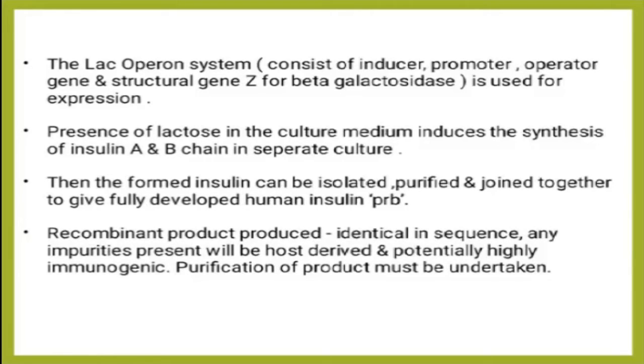And then the formed insulin can be isolated, purified and joined together to form human insulin PRB. As human insulin PRB is a recombinant product, it is identical in sequence, and any impurities present will be host derived and potentially highly immunogenic. As it possesses impurities and is highly immunogenic, purification of the product must be undertaken.